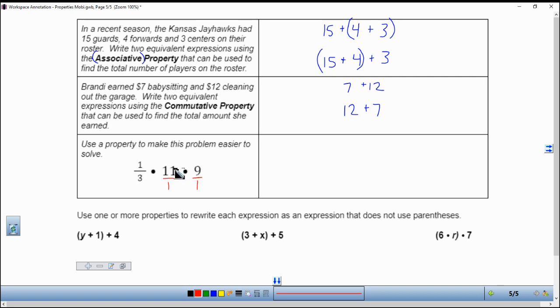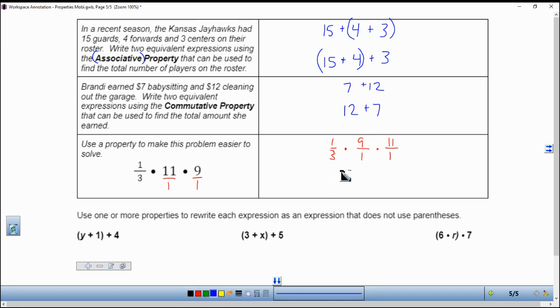So I wonder if there's a property that says we can change the order of the numbers, but the answer will stay the same. If we can move the numbers around, well, move, there's another word called commute, which means to move. So I wonder if we can use the commutative property to move that 9 next to the 1/3. And I believe we can. Because it's multiplication, we can move the 9 right next to the 1/3 and not change the answer. But now we can simplify.